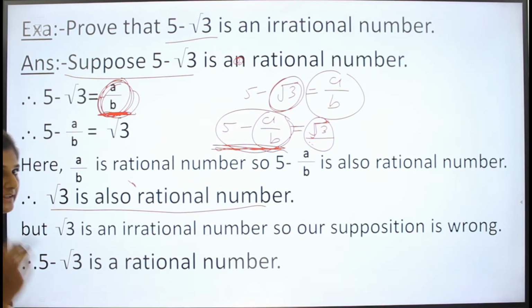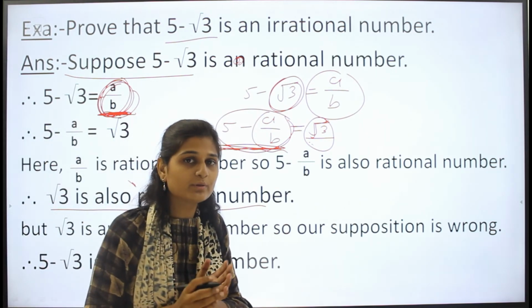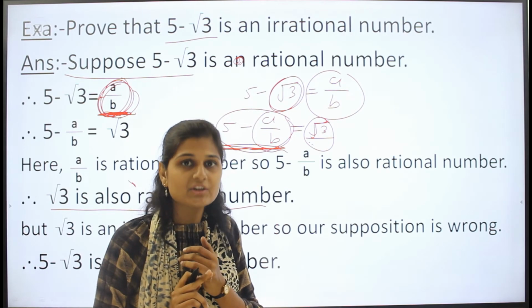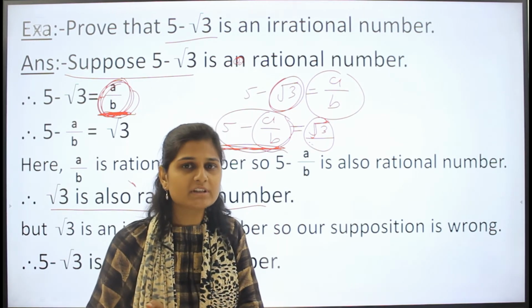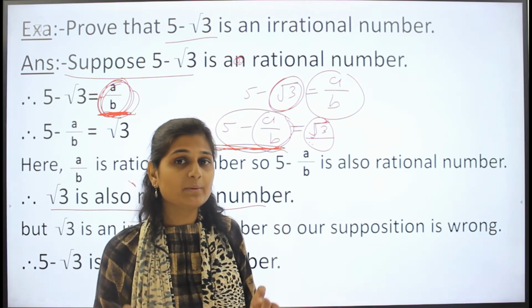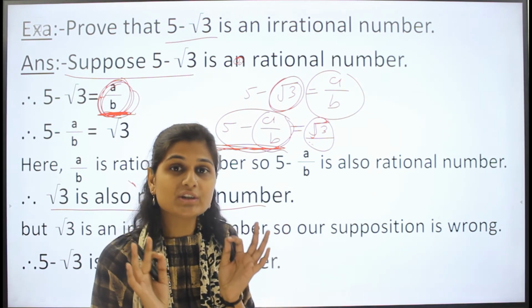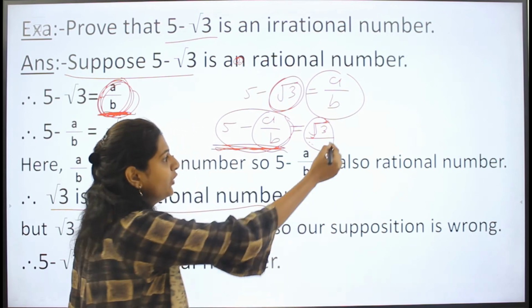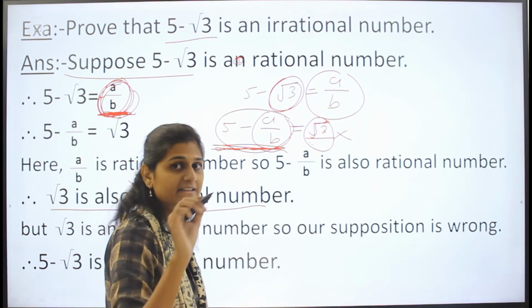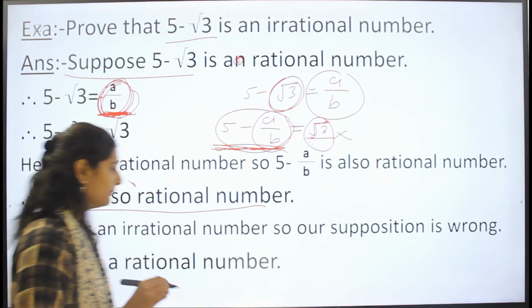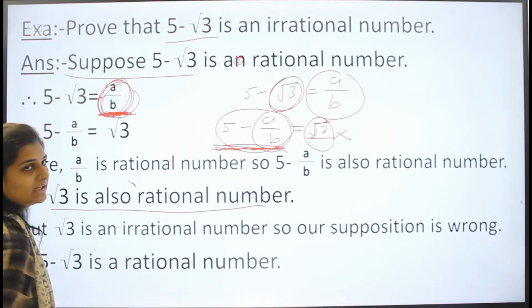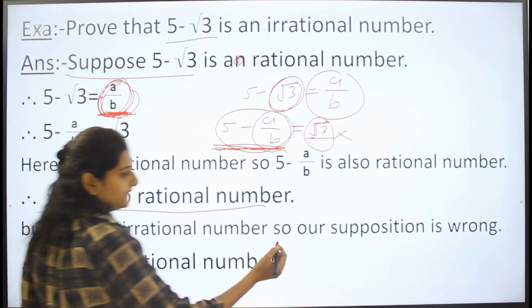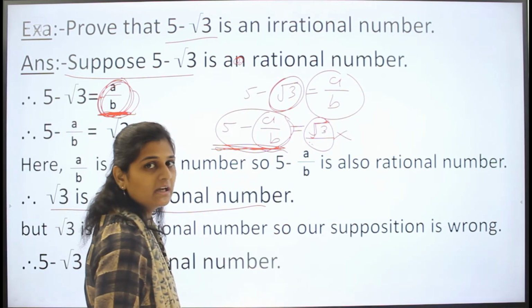But here the thing is, before we have proved that root 2 is an irrational number. So whatever value is there, root 2, root 5, root 7, all these values will always be irrational numbers. So we cannot get root 3 as a rational number, because root 3 is an irrational number. That means our supposition is wrong.